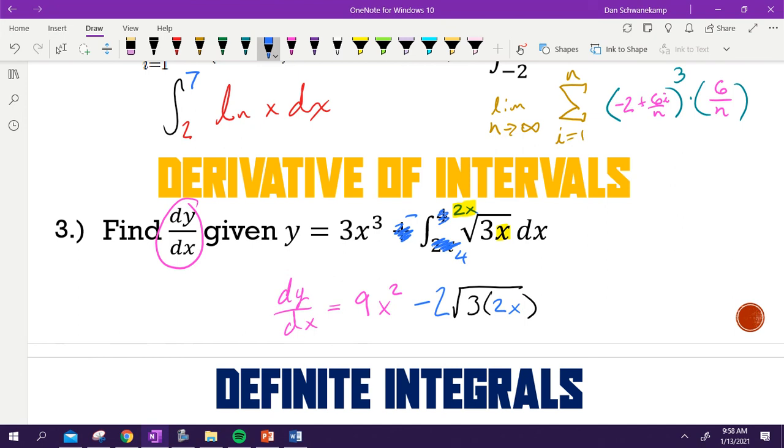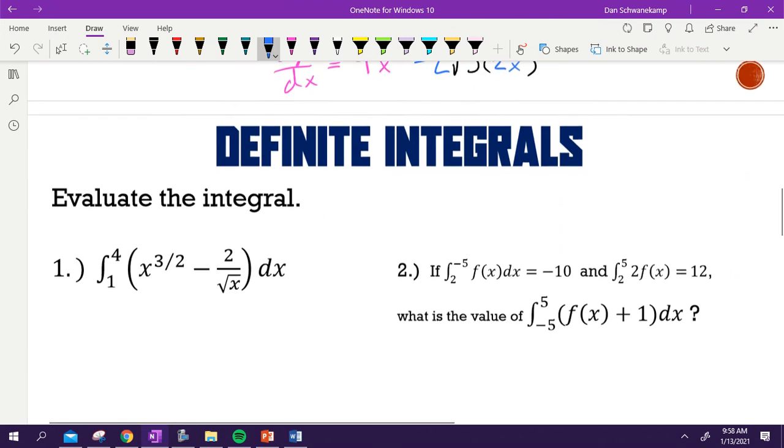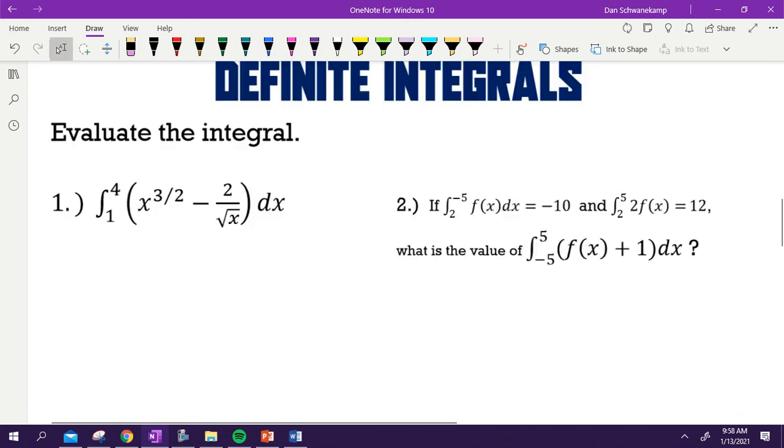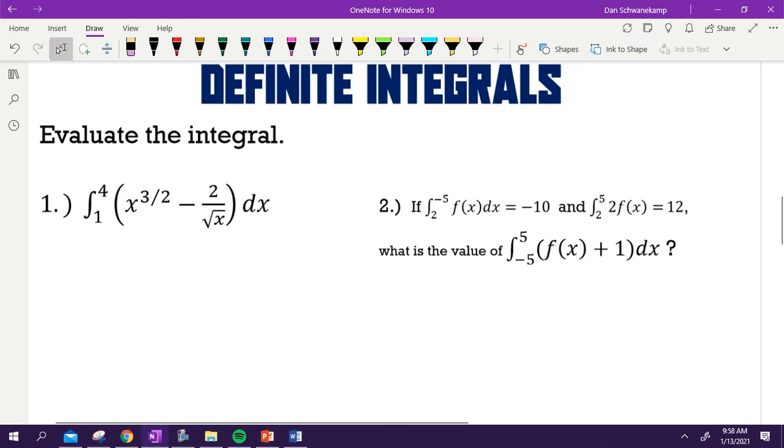Questions on finding the derivative of integrals. x has to be on top. You plug it in. Then you multiply by the derivative of the exponent, or derivative of the upper bound. Next one. Here we go.